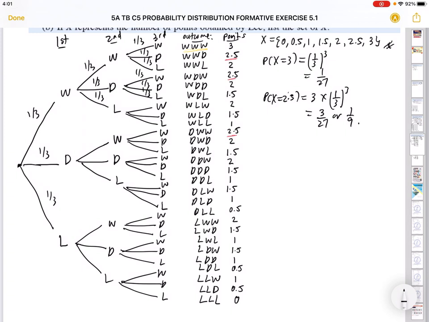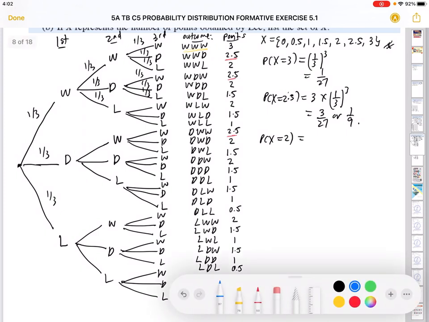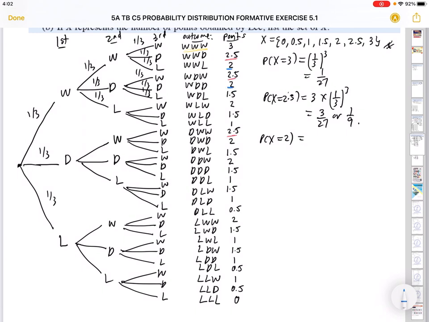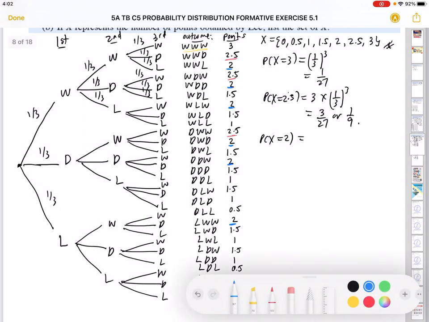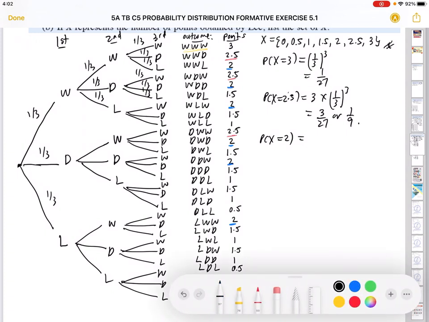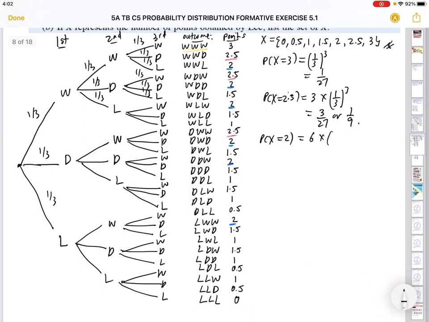Okay, how about x equals 2? Let's look at 2 points. Use blue color. 2 points: 1, 2, 3, 4, 5, 6. There are 6 of them. So the probability of getting 2 points is 6 times 1/3 cubed. You can write 6/27 or, dividing top and bottom by 3, 2/9.